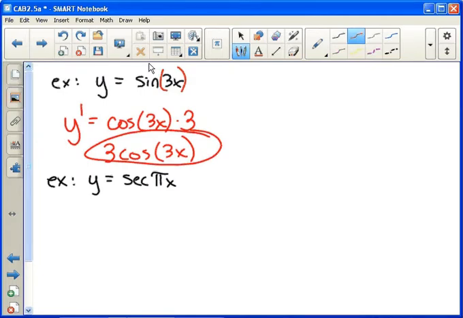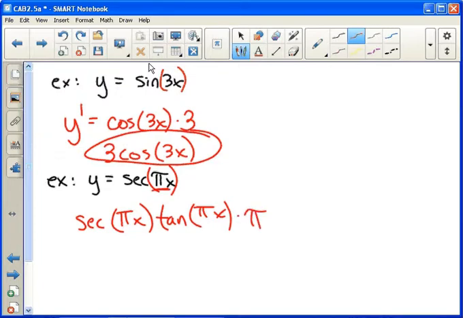Okay, next up we have secant of pi x. Again, it may help you if you write the parentheses around the pi x to show you that they are the inside and secant is your outside function. So when you take the derivative of the outside function, the derivative of secant is secant pi x times tangent pi x. Then you multiply by the derivative of the inside, which would just be pi. You can leave it like this, it's not incorrect, but most of the time what will happen is they will pull the pi out front.